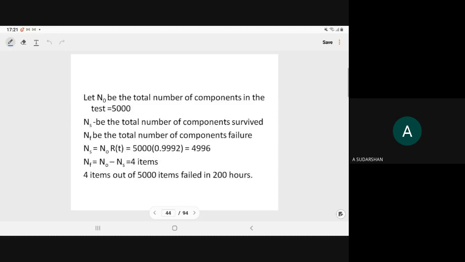Right? So Ns is equal to n naught into R(t) by the relative frequency approach, because you know that R(t) is the number of items survived at 200 over the number of items put in initially. So the number survived at 200 will be n naught into R(t), which comes to 4996. So the total number of failures will be n naught minus Ns, that is 4 items. So 4 items will fail in testing in 200 hours.